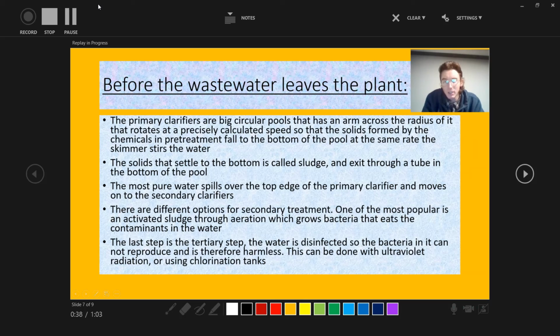to the secondary clarifiers, and then the secondary clarifiers grow bacteria that consume more of the excess nutrients. And then after that, the water goes over to the tertiary treatment, which is when chlorination or ultraviolet radiation kills off the remainder of the bacteria so that it can't reproduce and is no longer harmful. And then the water can finally be given back to the environment.